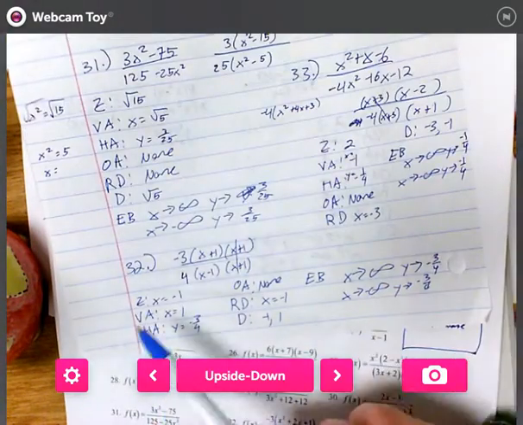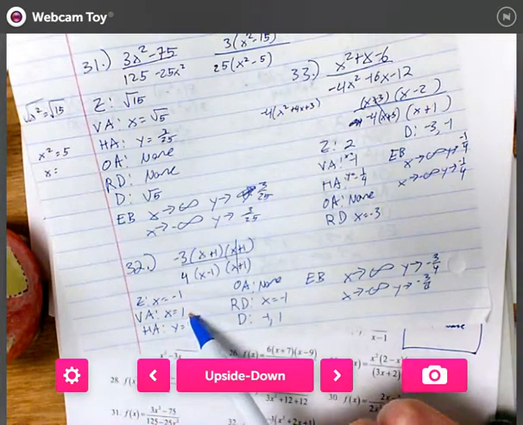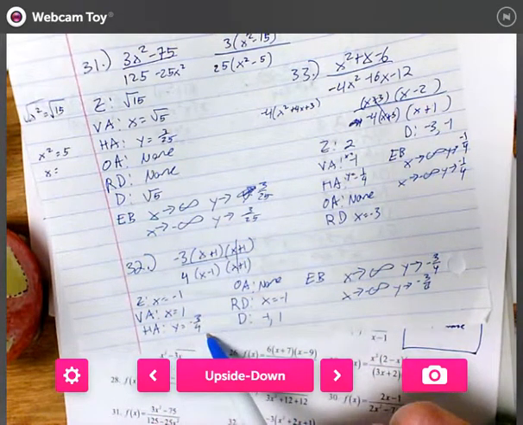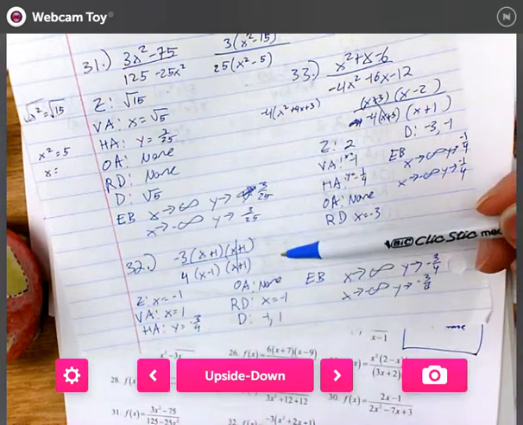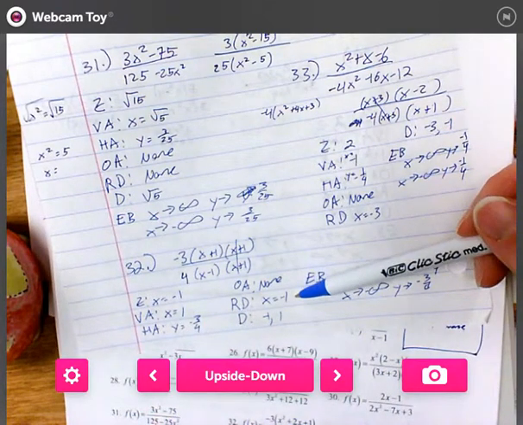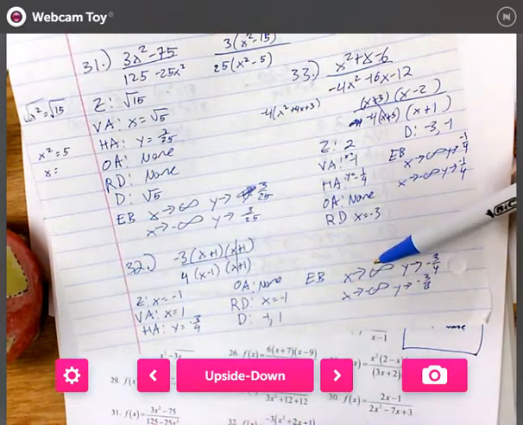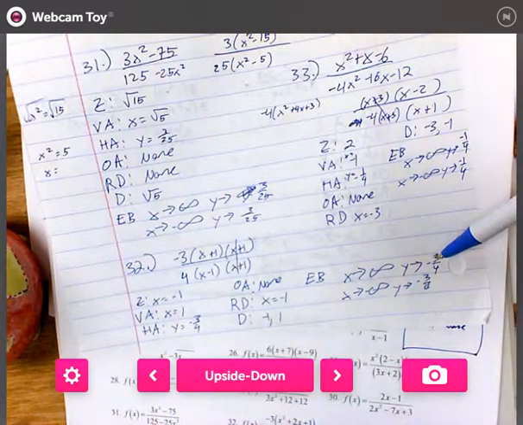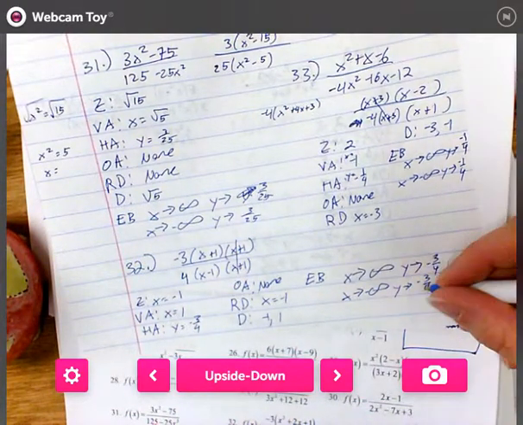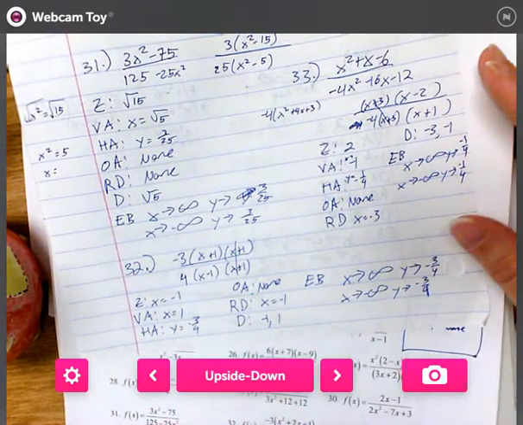32, zeros are negative 1. Vertical asymptote, x equals 1. Horizontal asymptote, y equals negative 3/4. Oblique asymptote, none. Removable discontinuity, x equals negative 1. Discontinuity, negative 1 and 1. As x approaches infinity, y approaches negative 3/4. As x approaches negative infinity, y approaches negative 3/4.